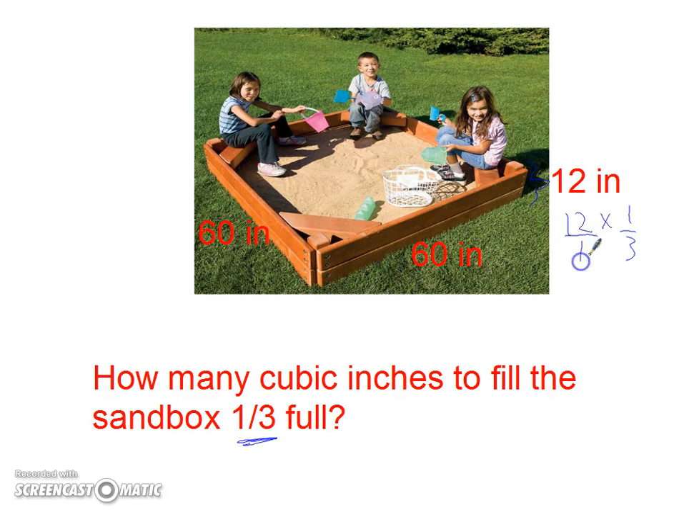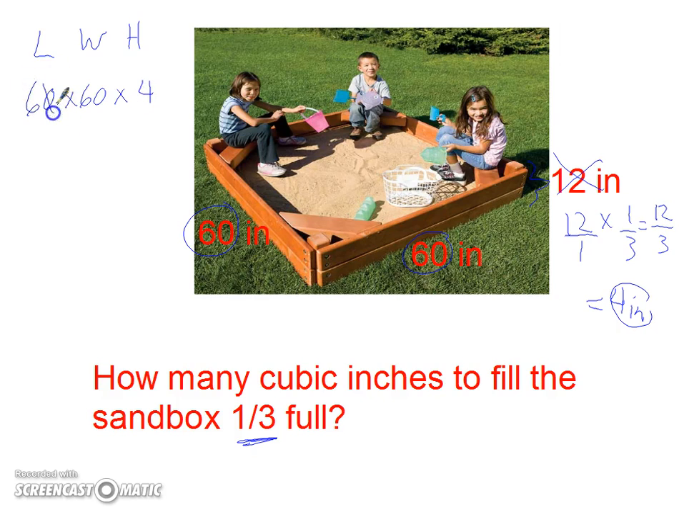Put my 1 under my 12, multiply top times top, bottom times bottom. I got 12 over 3, which is really 12 divided by 3, which equals 4 inches. So instead of filling the sandbox with 12 inches of sand, we're only filling it with 4 inches. Because you can see there's a whole lot of room up above the sand, because apparently they don't want the sand to come over the top edge. So now I need to do length times width times height. I've got a 60 and a 60 and a 4. So 60 times 60 times 4.